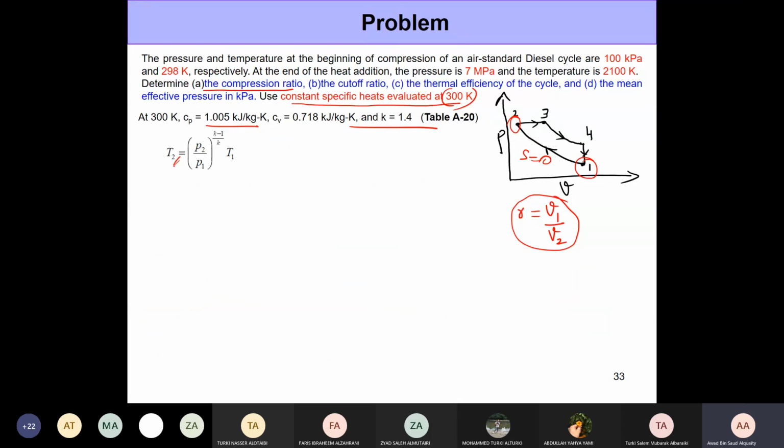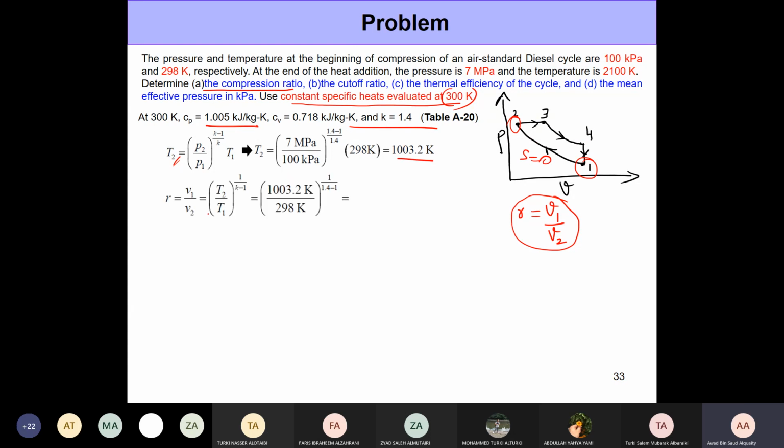And why are we determining T2? Because we want to plug in the temperature ratio to determine the ratio of specific volumes, which is all we are after. So here we plug in the numbers for the pressure, make sure that the units are consistent, and you get a value of 1003.2 Kelvin for T2. Once you have T2, it's pretty straightforward. It's just T2 by T1 raised to 1 by k minus 1 to determine the compression ratio, which is V1 by V2. And when we do it, we get a compression ratio of 20.79.